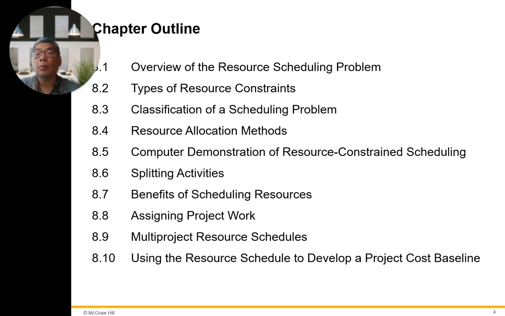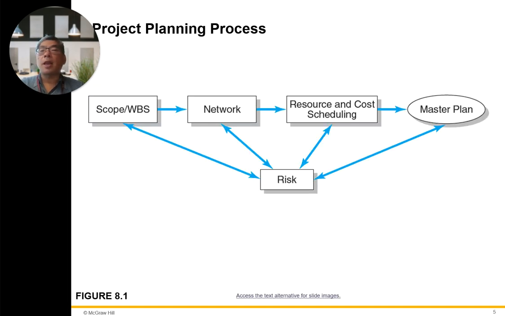Okay, there's quite a number of chapter outlines here, 1 to 10. We're going to discuss this step by step. Project planning process, let's start with this. Project planning: from scope and WBS, to the network, to resources and cost, and the master plan. There's risk as well here.